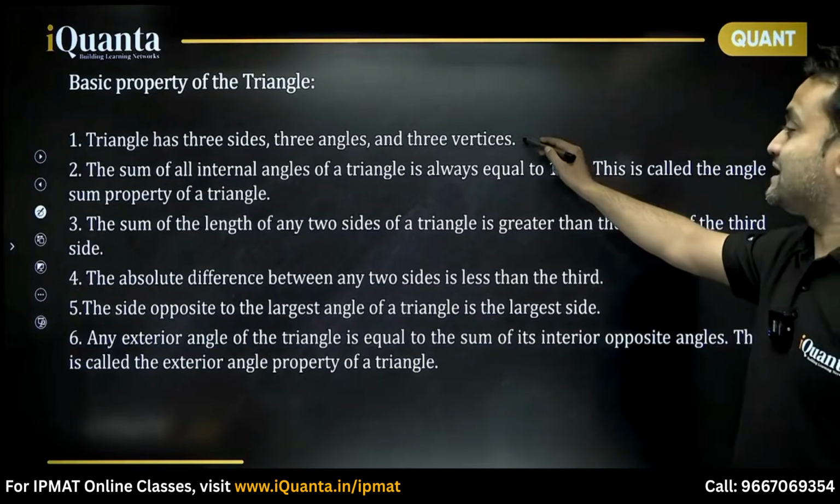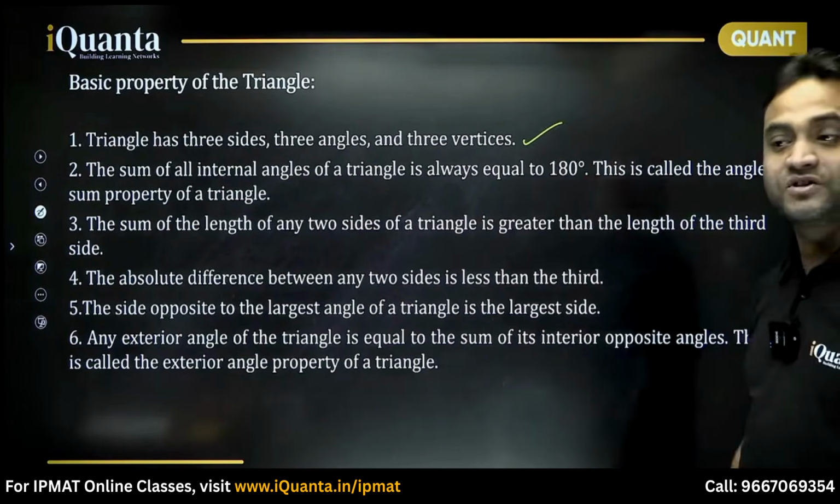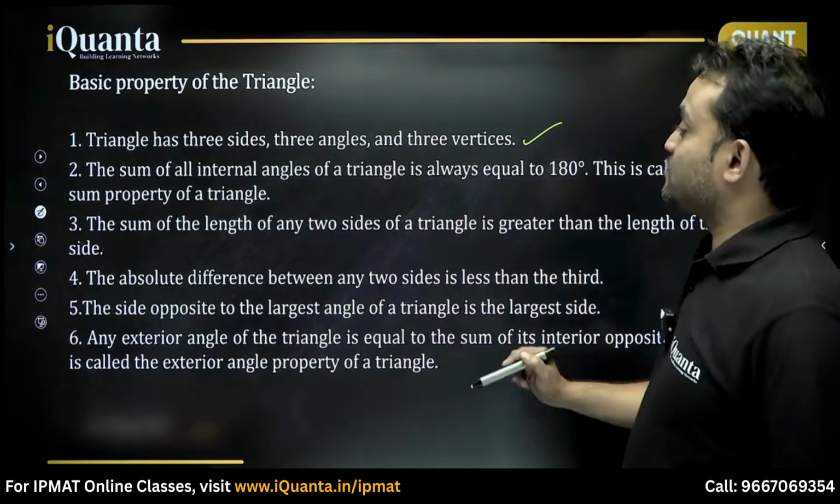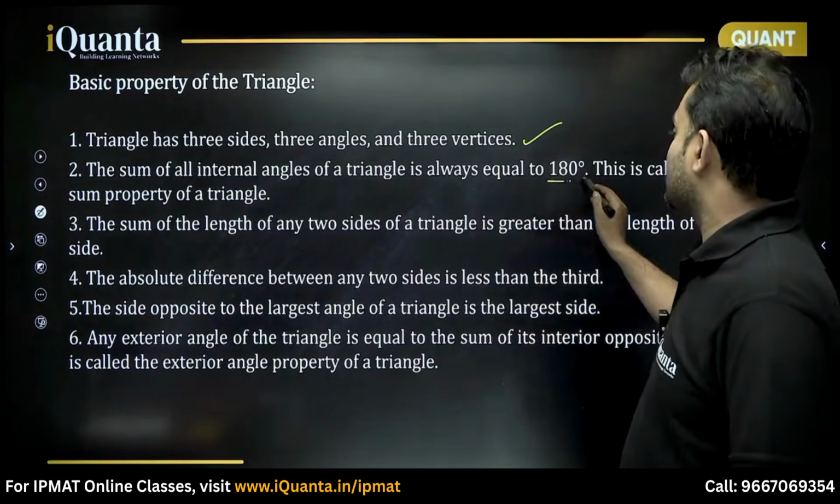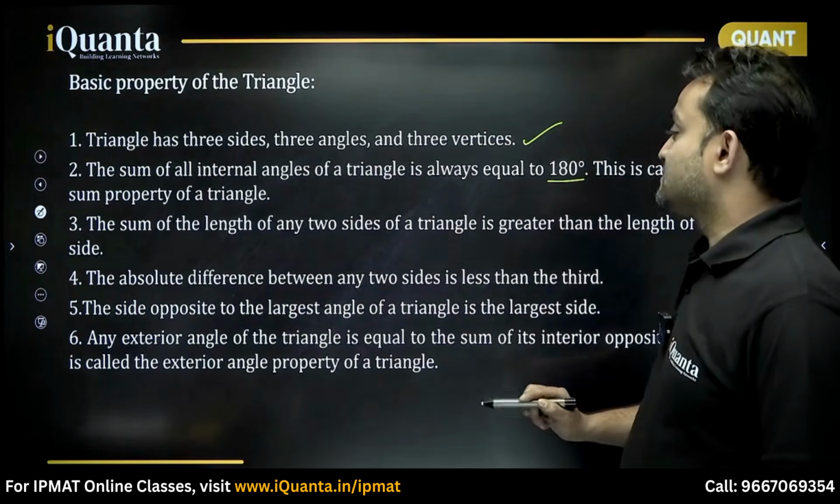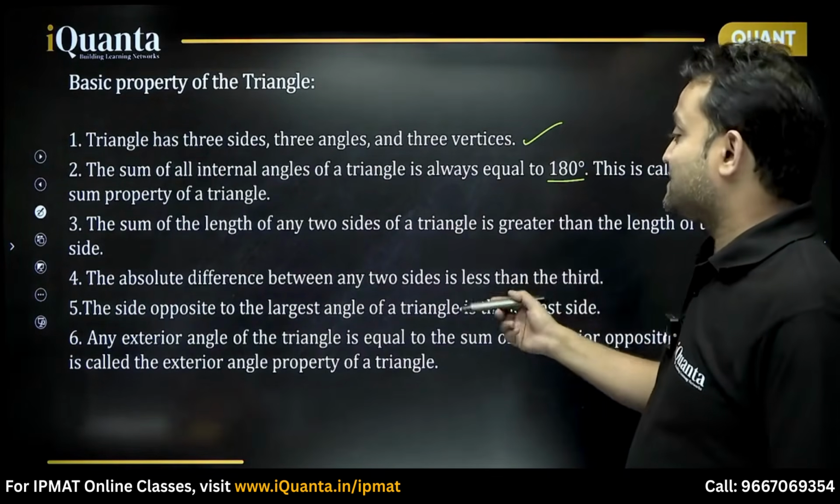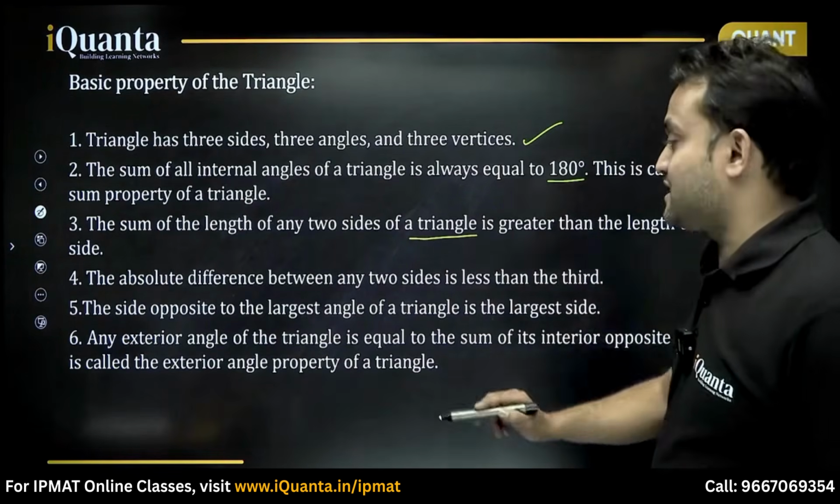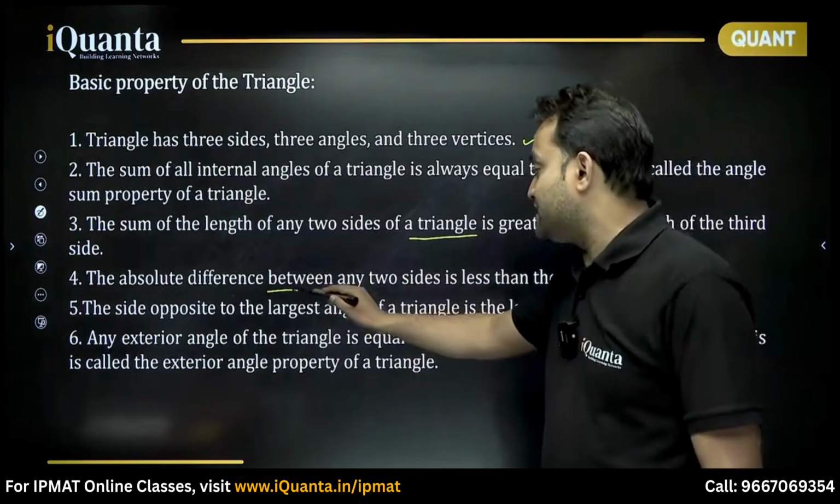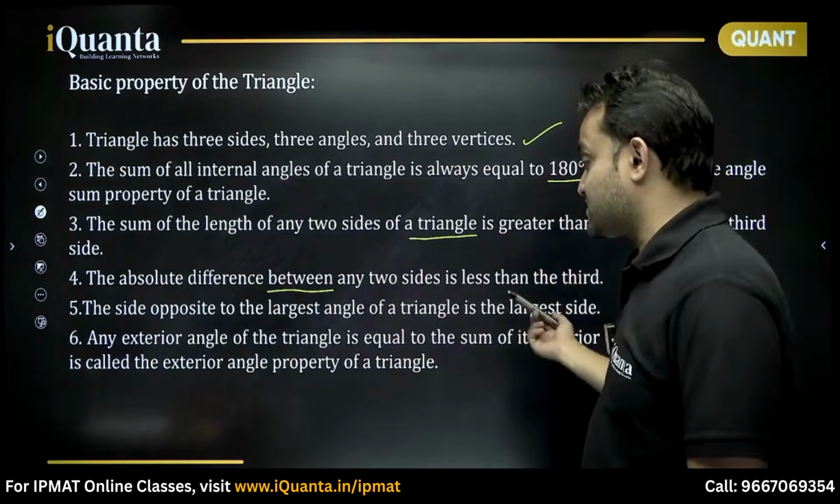Point 1, a triangle has 3 sides, 3 angles and 3 vertices. Point 2, the sum of all interior angles of a triangle is always equal to 180 degrees. Third point, the sum of the lengths of any two sides of a triangle is greater than the third side. The difference between any two sides must be less than the third side.